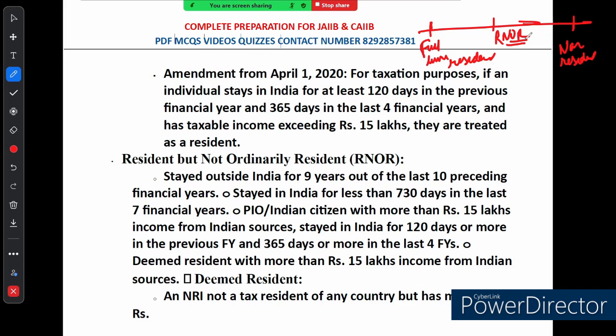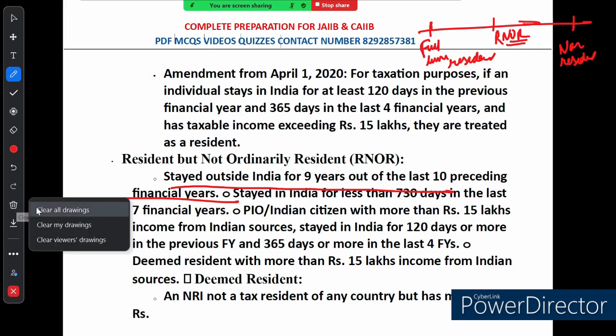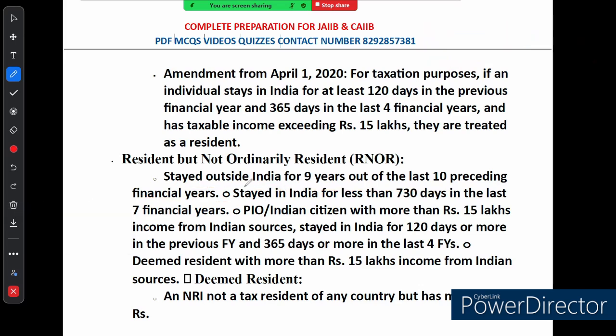Here is how someone qualifies as RNOR. The first condition is that you stayed outside India for 9 out of the 10 preceding financial years. So if you have been living outside India for at least 9 out of the last 10 years, you might be classified RNOR. Is it clear? The second condition is that you stayed in India for less than 730 days in the last 7 financial years.